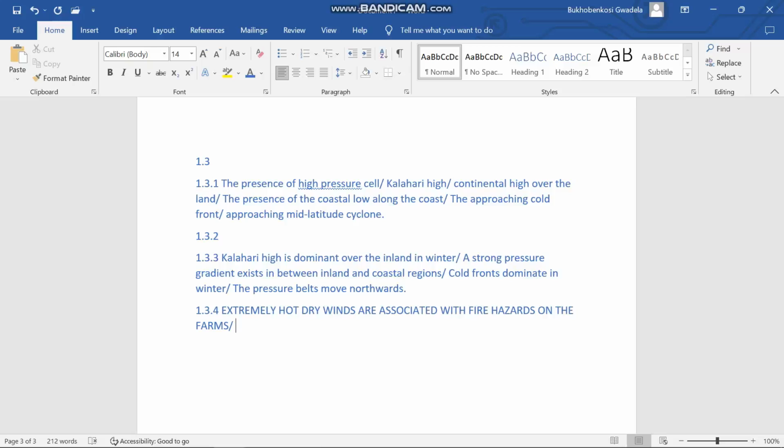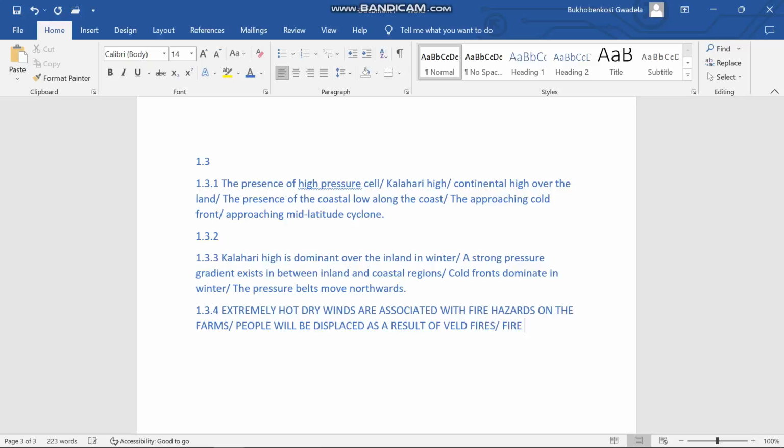That's your 2 marks. Other 2 marks you can say people will be displaced as a result of veld fires. Veld fires, that's all the 2 marks.